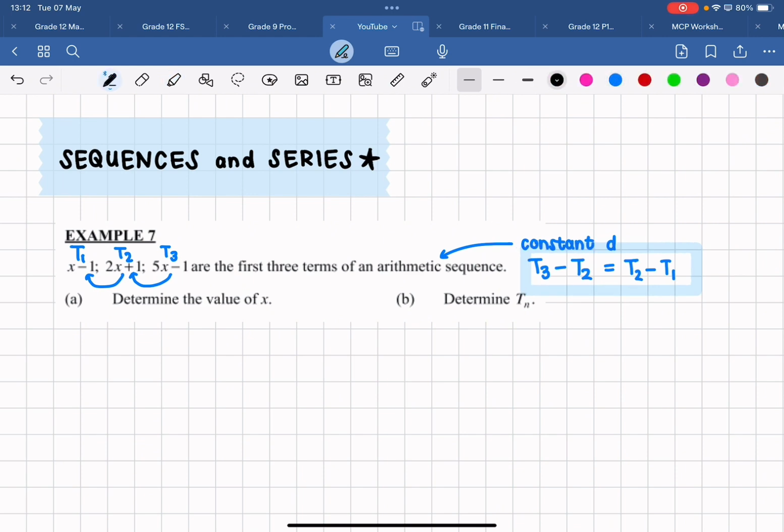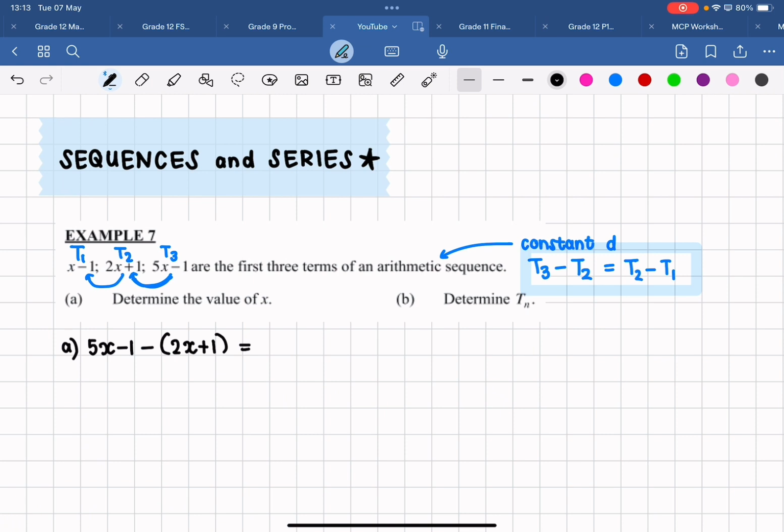So I'm going to use this formula, and now in the place of terms 1, 2, and 3, I'm going to use the terms that they have given us, because those are the values of the terms. So for A, I'm going to say term 3 is 5x minus 1 minus term 2, which is 2x plus 1. That calculation will give me the difference between term 2 and term 3, this difference over here.